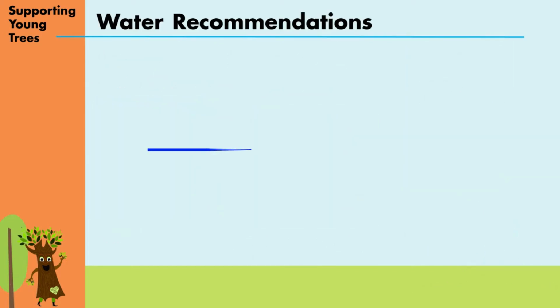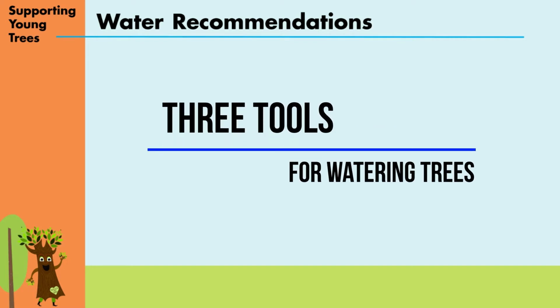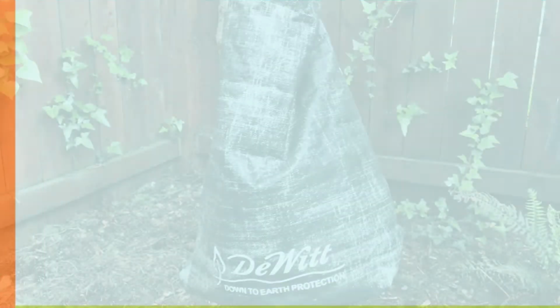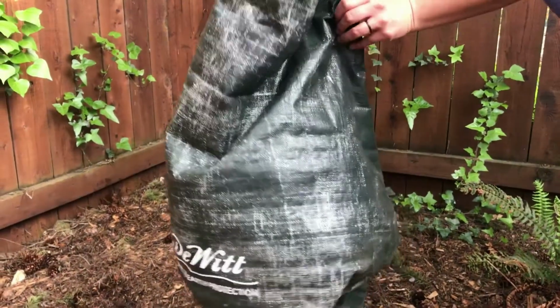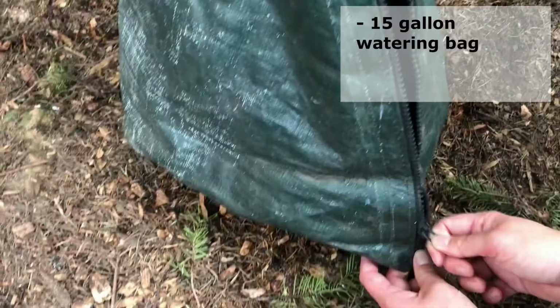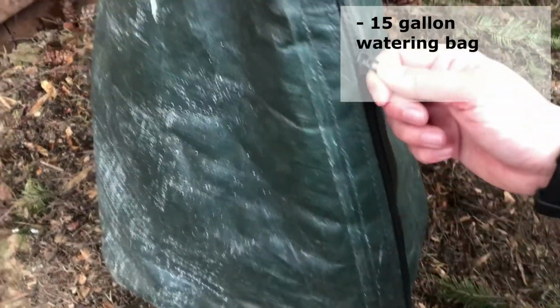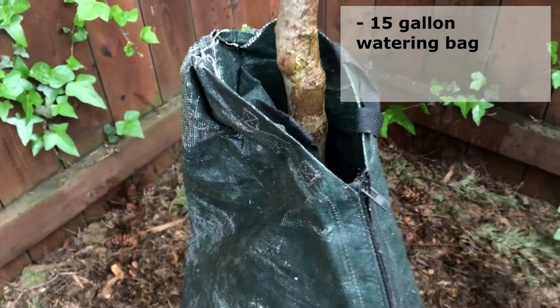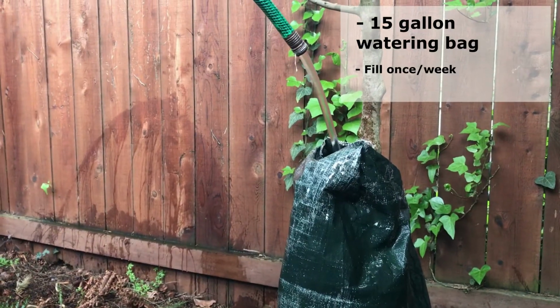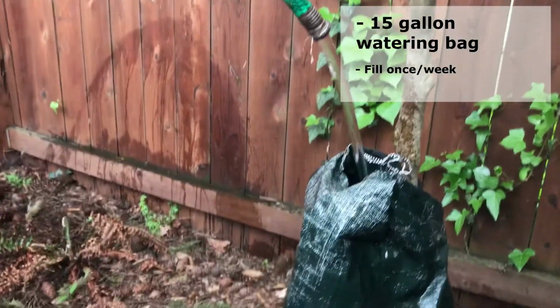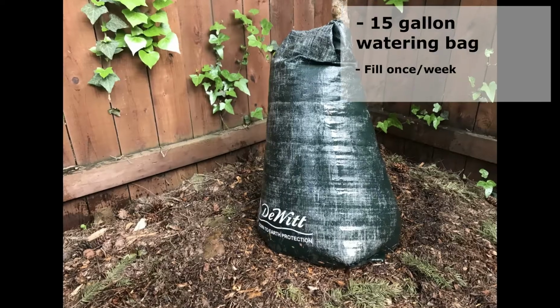You can let tree parents know about 3 different tools for watering. All of these allow for water to trickle into the soil. A 15 to 20 gallon watering bag, which can be purchased at nursery stores or box stores, can be filled once a week or twice during heat waves.